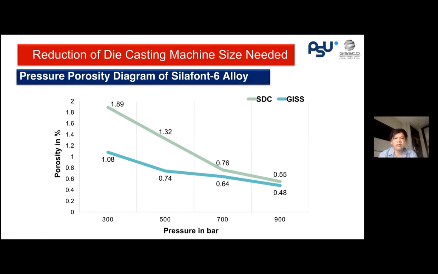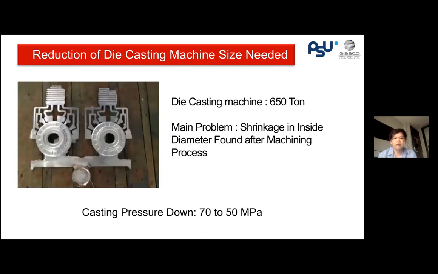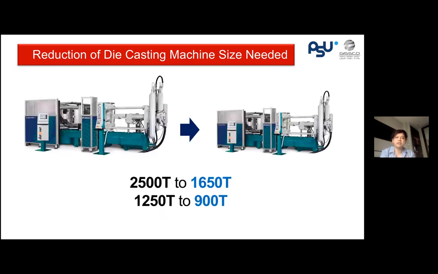So we've done with other alloys like silicon also. And real part has also been tried to reduce from 70 megapascal to 50 megapascal. So as I mentioned, some customer moved the die from 2,500 ton machine to 1,650 ton machine, or 1,200 to 900 ton machine.